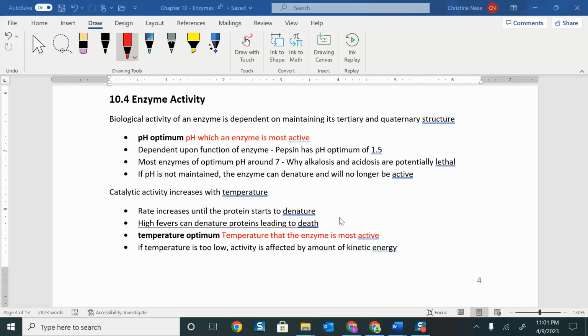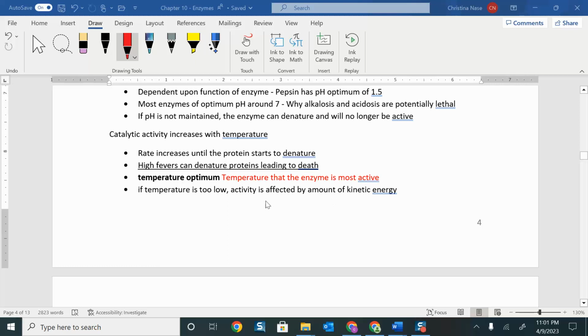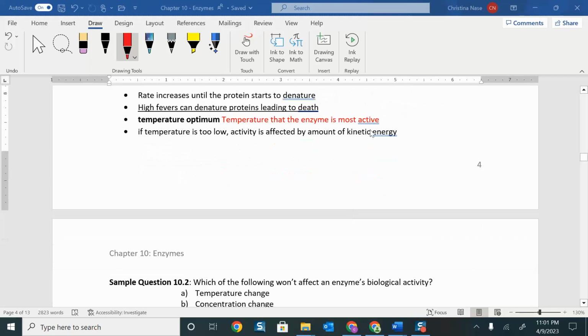Your enzymes are going to start to unfold as well. So high fevers can denature proteins, and that can cause death. If the temperature is too low, then it affects the kinetic energy. That's not good either. So you're looking for that temperature optimum. That's the temperature at which the enzyme is going to be most active.